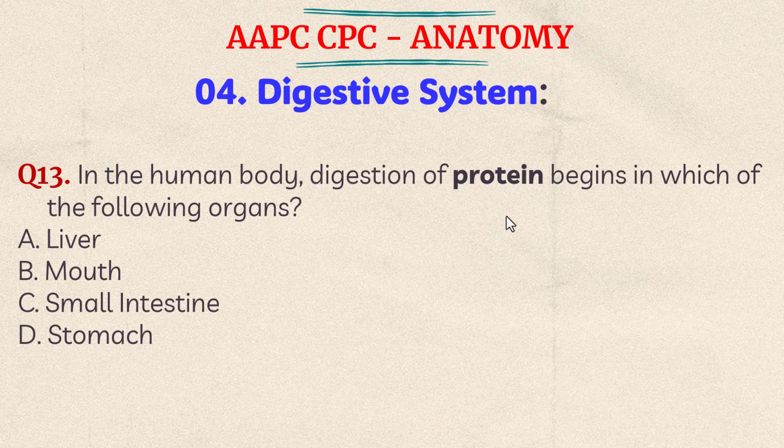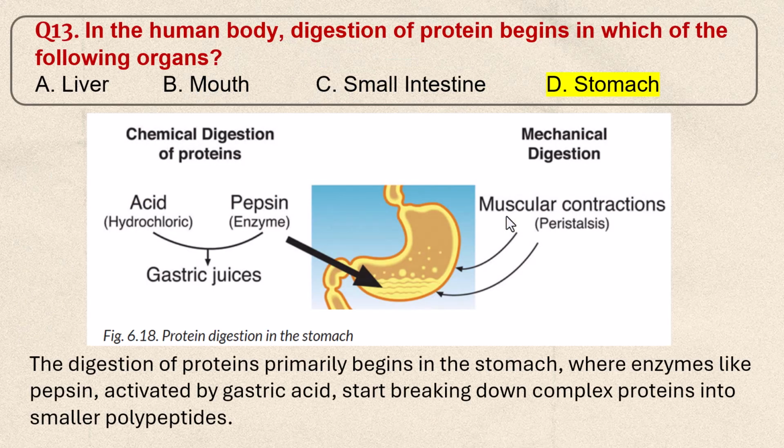Question number 13. In the human body, digestion of protein begins in which of the following organs? A. Liver. B. Mouth. C. Small intestine. D. Stomach. Think the answer. The correct answer is D. Stomach. The digestion of proteins primarily begins in the stomach, where enzymes like pepsin, activated by gastric acid, start breaking down complex proteins into smaller polypeptides.